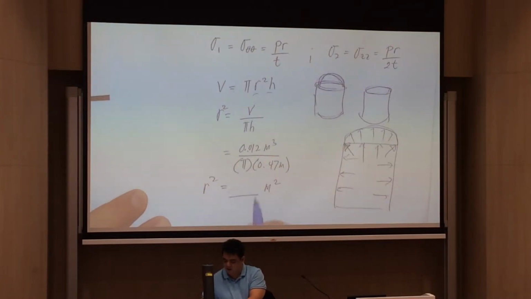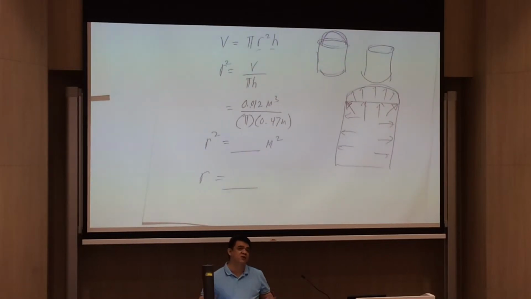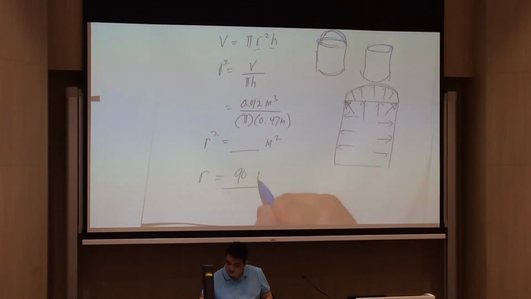That's R squared, so you will be able to get R in terms of meter or millimeter, depends on how you work. So R will be, in my case, approximately 90 millimeters. Okay, just round off.